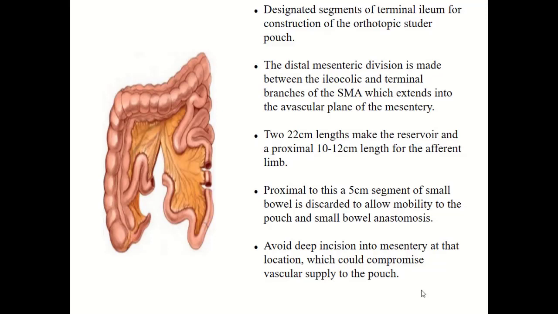Proximal to this, a 5 cm segment of the small bowel is discarded to allow mobility of the pouch and small bowel anastomosis. Avoid a deep incision into the mesentery at that location, which could compromise the vascular supply to the pouch.